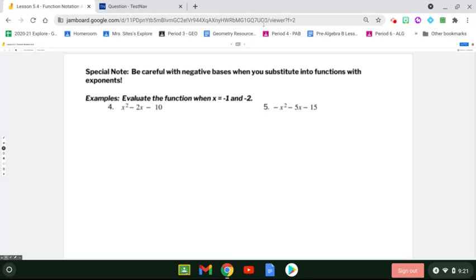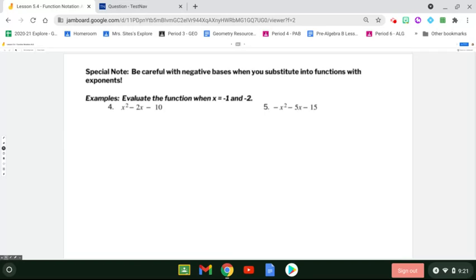All right, in these ones, you're still given x, and we have to evaluate the function when x is equal to -1 and -2. And it says here to be careful with negative bases when you substitute into fractions with exponents. I know we haven't done much with exponents, however, you do have your calculator, and I am going to show you guys how to do this.